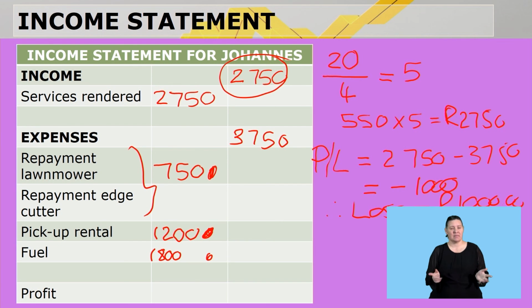And guys, that's the difference between a budget and an income statement. You can never plan for everything, but you can try.